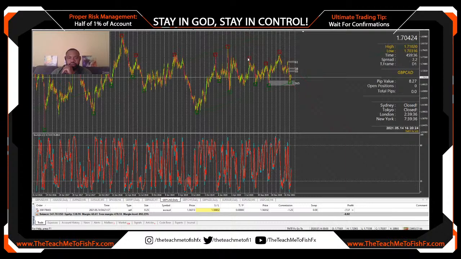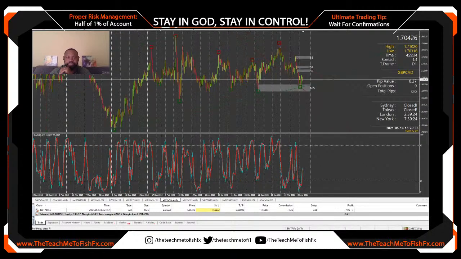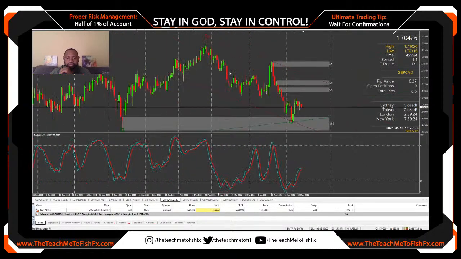And then we had this high that was taken out, so it's kind of like on this uptrend overall here, but we're kind of in this corrective channel for the uptrend. So I'm getting a lot of consolidation right here. This is GBP CAD I'm taking a look at.